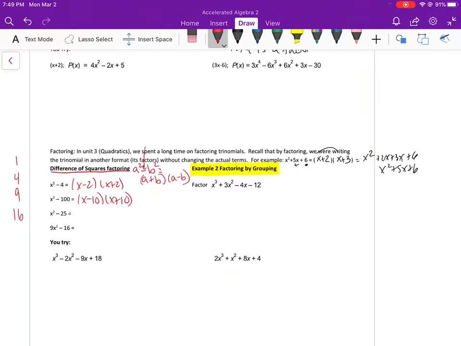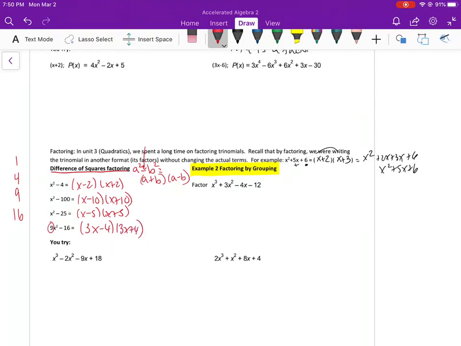And x squared minus 25 would be x minus 5, x plus 5. And then finally, we can get a little more fancy. This could be a perfect square as well, 9x squared. And so that could be 3x minus 4 and 3x plus 4.